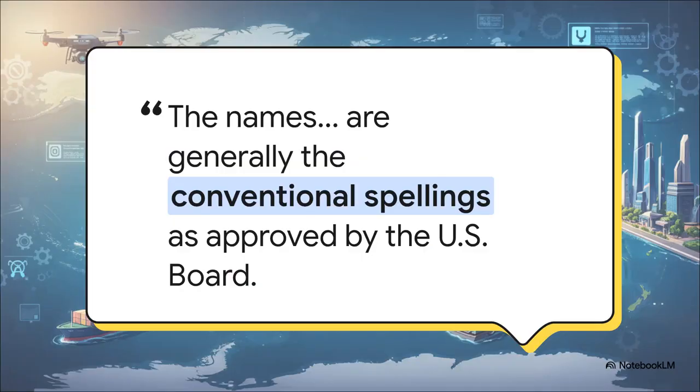But you might be wondering, who actually gets to decide what all these places are called? Well, believe it or not, a single entity, the U.S. Board on Geographic Names, acts as the ultimate authority here. They dictate the exact conventional spelling for every single corner of the Earth listed in this document. They bring this strict, rigid, bureaucratic order to the absolute chaos of human geography.